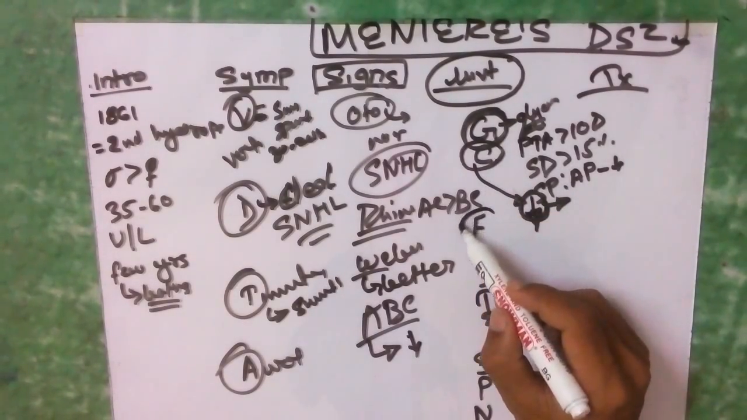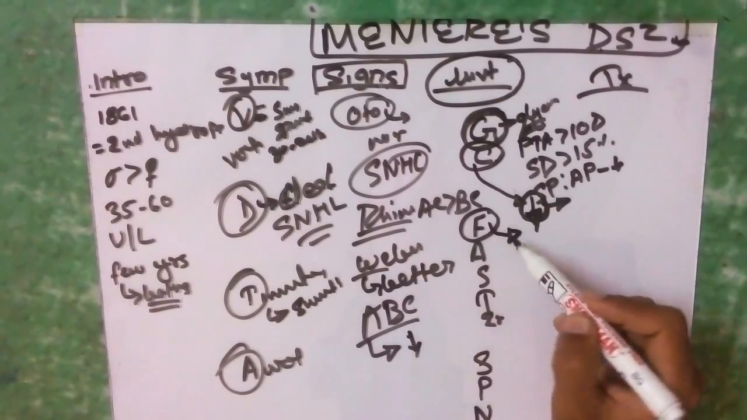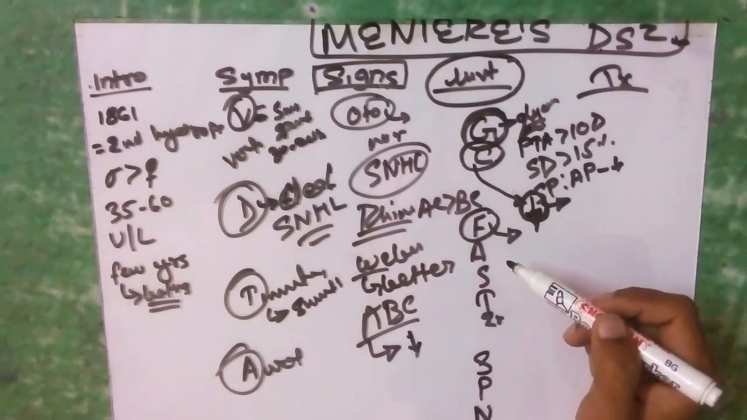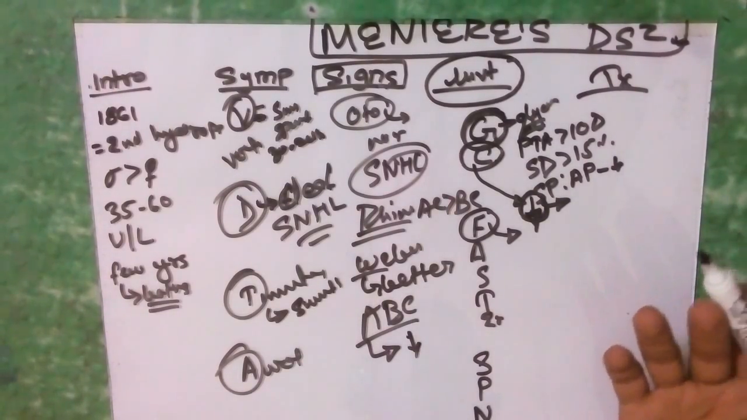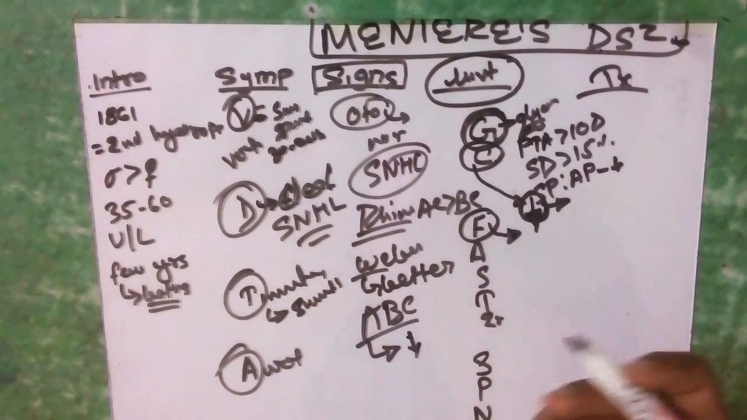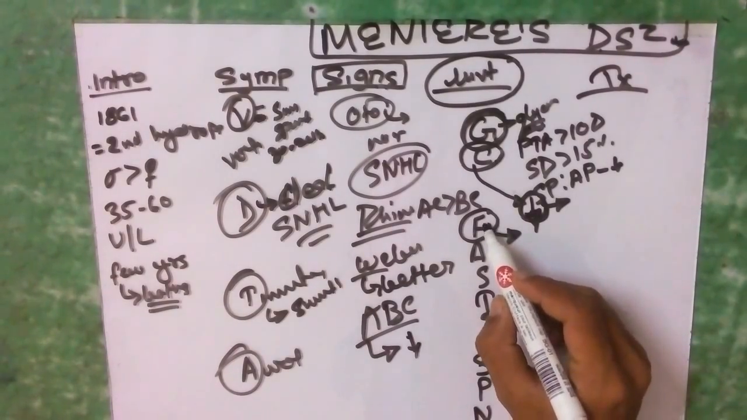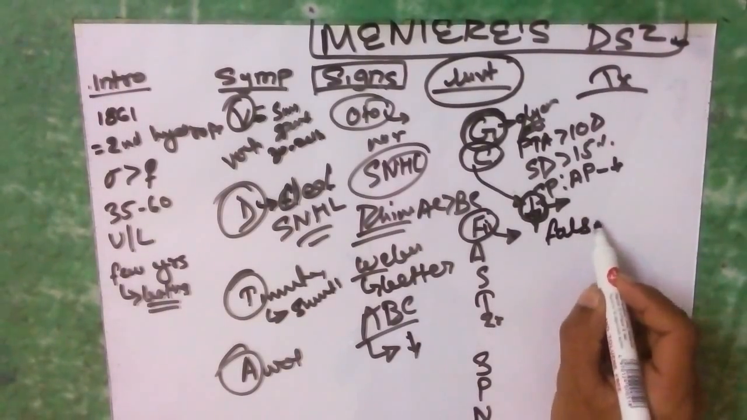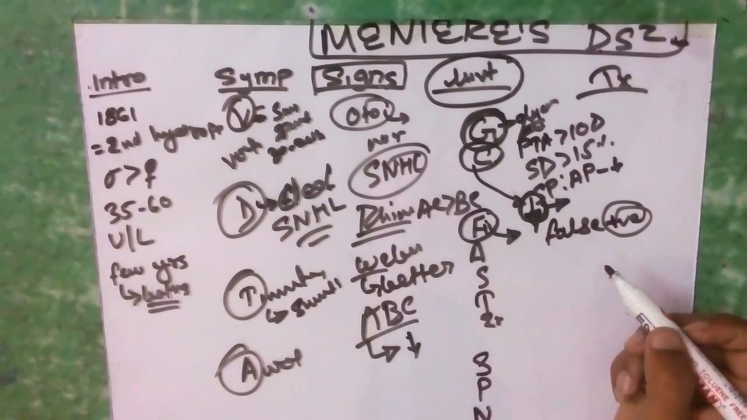Now coming to FASTER. F means fistula test. When we perform the fistula test by pressing the tragus or Siegle's speculum, it creates pressure in the external auditory canal, and we look for a response in vertigo and nystagmus. While performing the fistula test, we get a false positive result in Meniere's disease. That is also known as Hennebert's sign.